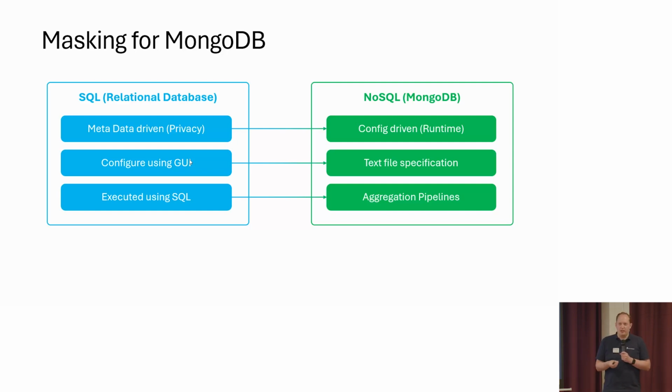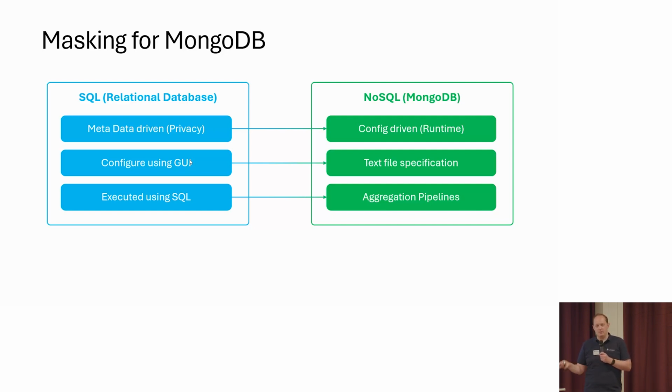For MongoDB, we cannot use the schema because there is no such thing as a schema. You could sample maybe all of the documents, but then again, it's not really safe. So we're using a config file, a text file specification in which a user specifies which fields and which collections have to be masked with a certain function, for example. So it's more text file driven, a little bit more technical. Maybe in the future we will add a GUI on top of that as well.